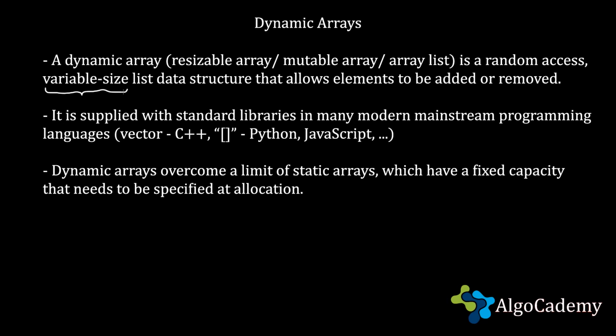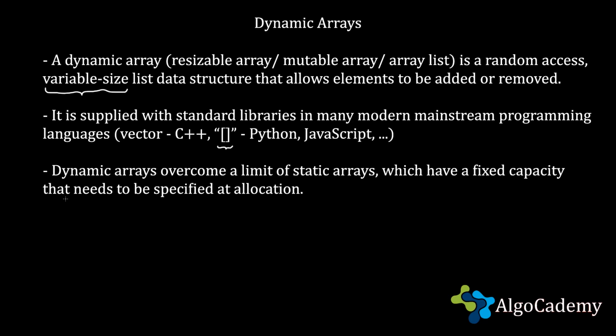We can start with an empty dynamic array. And as it says here, we can add and remove elements on the run, and the size of our dynamic array is going to be adjusted accordingly. The dynamic array is supplied with standard libraries in many modern mainstream programming languages. For example, in C++, it is called vector. In Python, it is called list, and it has this syntax. And in JavaScript, it also has this syntax, but is called array.